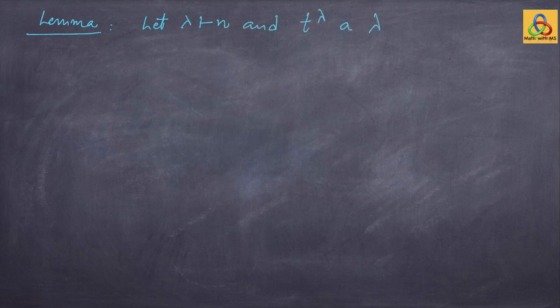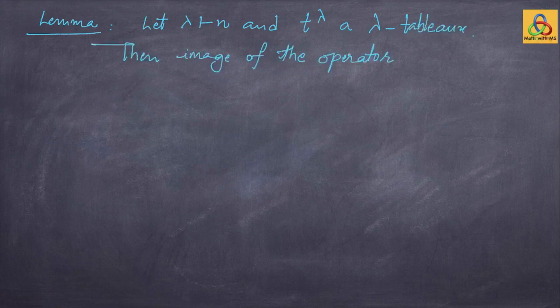Our next observation is the following. Let lambda be a partition of n and T lambda a lambda tableau. Then the image of the operator A of T lambda, which is defined from the space M lambda to M lambda, is one dimensional. In fact, it is generated by this polytabloid E of T lambda. Recall here that M lambda is a complex vector space spanned by the set of all lambda tabloids.